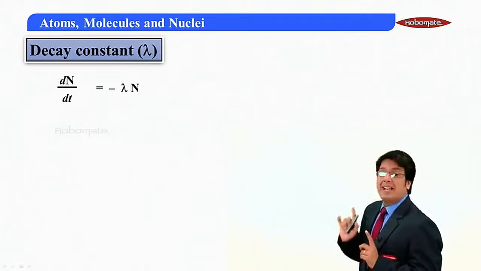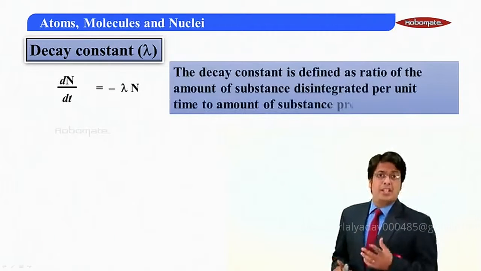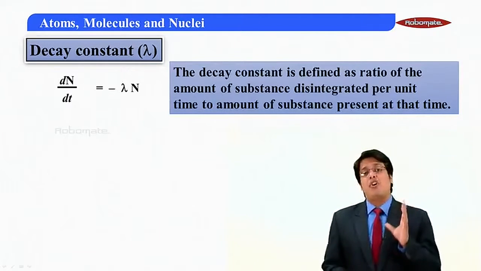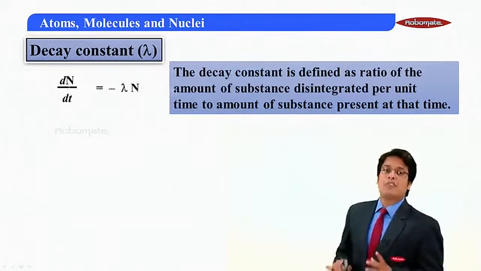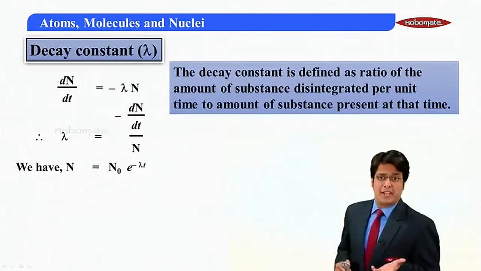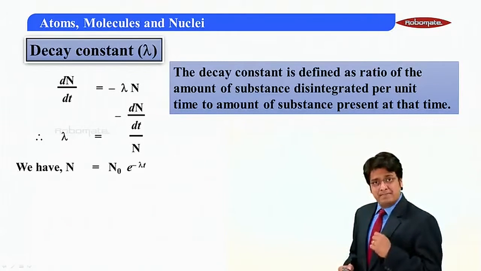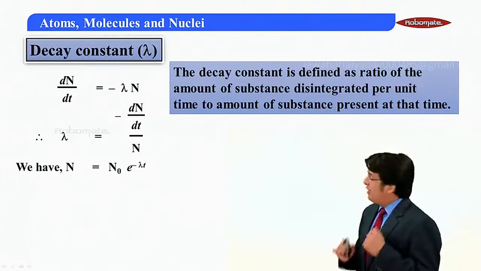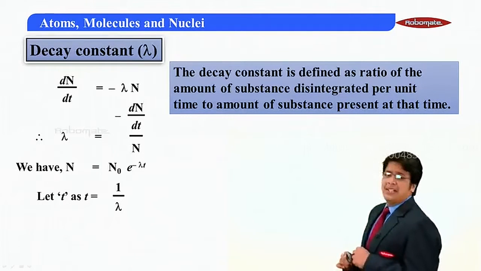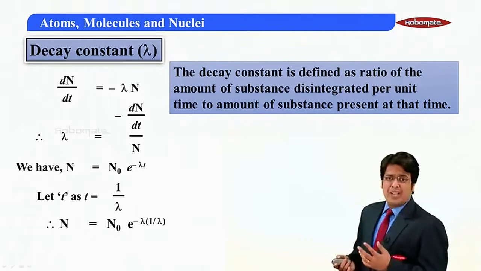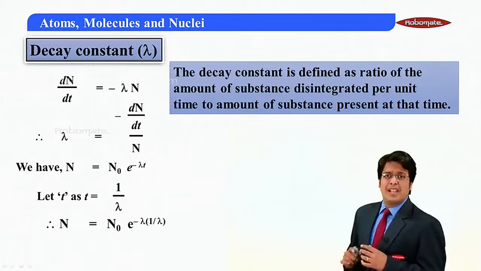That is dN by dt, the rate of disintegration, is equal to minus lambda N, where the decay constant is defined as the ratio of the amount of substance disintegrating per unit time to the amount of substance present at that time. So lambda is equal to dN by dt upon N, with the minus sign. So we have N is equal to N0 e raised to minus lambda t. And putting these values, N is equal to N0 e raised to minus lambda into 1 by lambda.